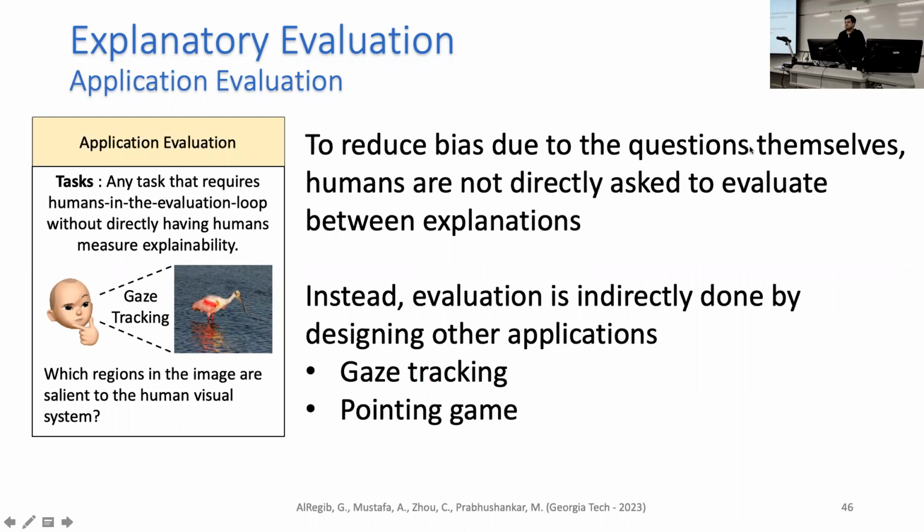So to reduce bias within the questions themselves, humans are not directly asked to evaluate something. So the problem here becomes, if people are directly asked which explanation is better than the other, right? Can we have other applications where that question is minimized? So the goal is that human beings are still in the loop somewhere within the application, but they are not directly asked this question of which explanation is better than the other.